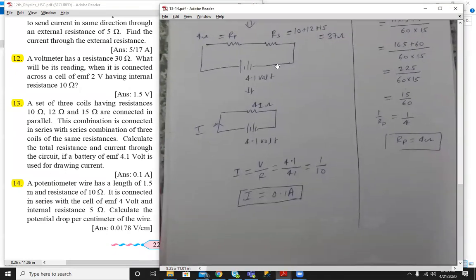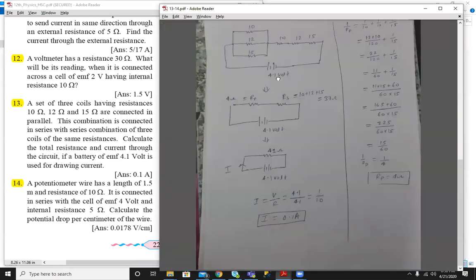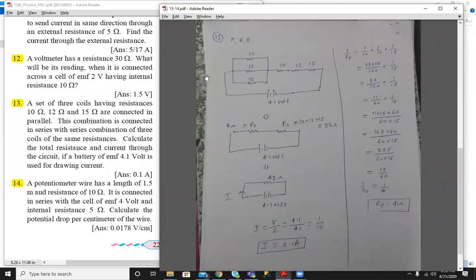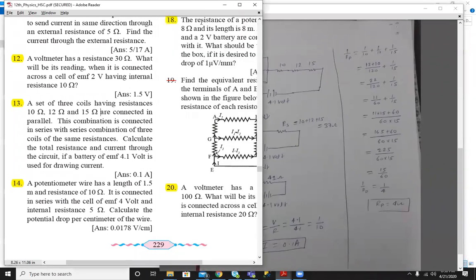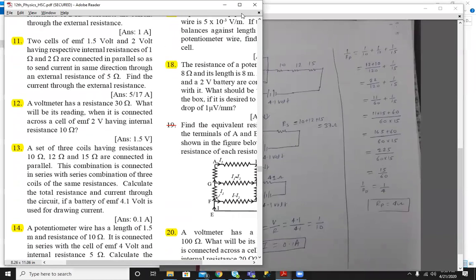So by Ohm's law, I is equal to V by R. What is the voltage? 4.1 volt. Total resistance is 41 ohm. So you will get the current. Just see the problem. This is also the easiest problem. So only one problem we have left in this topic, which has some missing data.